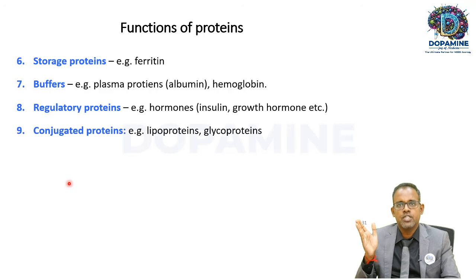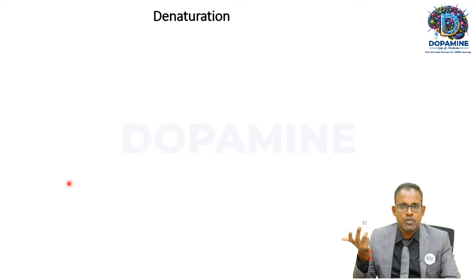Then conjugated proteins, for example, lipoproteins, which carry triglycerol and cholesterol. Then glycoproteins, which act as the blood group antigens and as the receptors in the cell membrane. These are the other functions of protein.